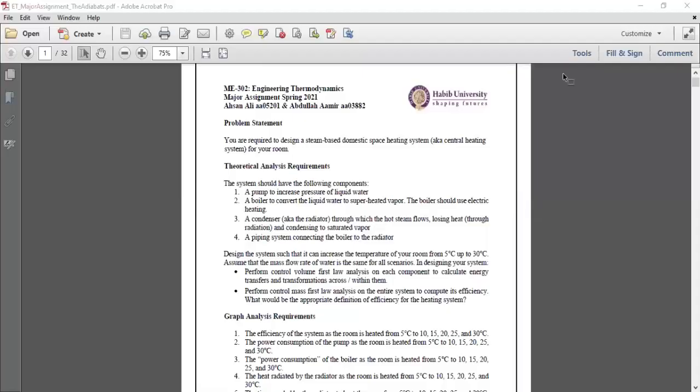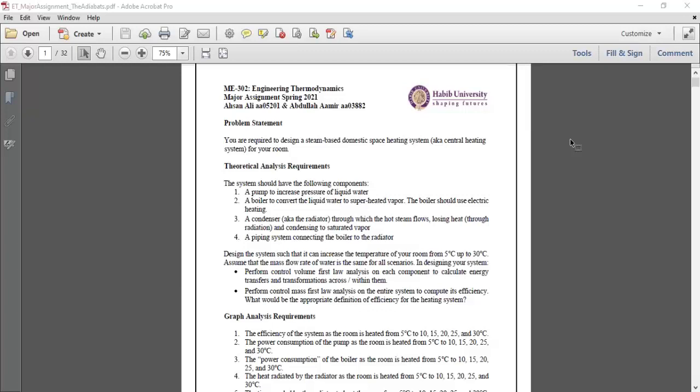Hello everyone, I am Essen and my team member is Abdullah Ahmed for this major assignment of the course Engineering Thermodynamics. For this assignment, we were told to design a steam-based central heating system to heat up any typical room, and following were the design requirements for that. We had to include four major components in the system.